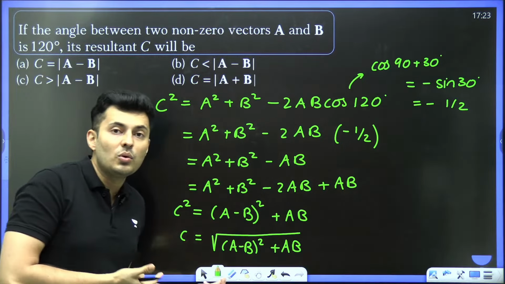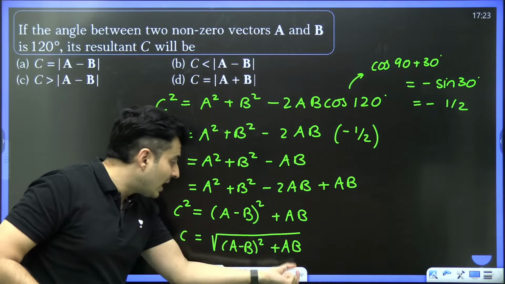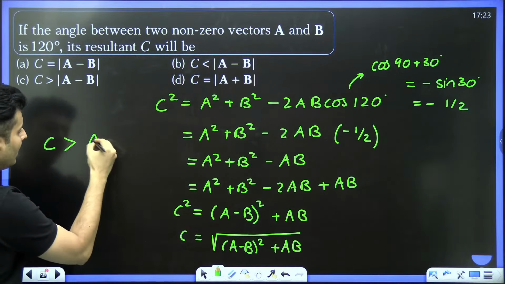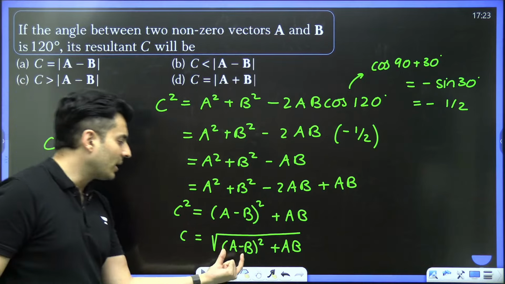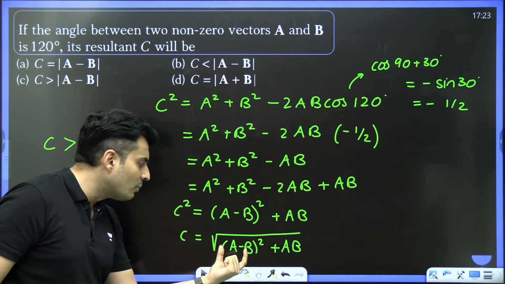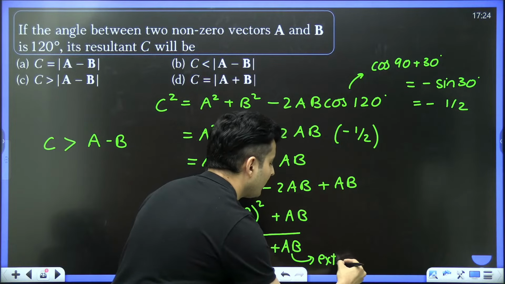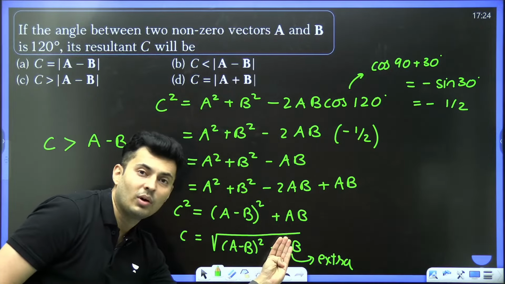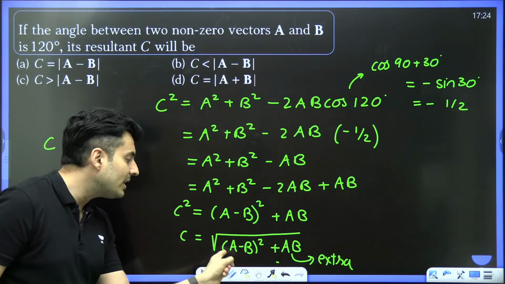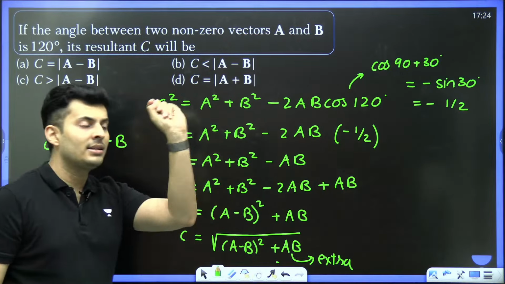Guys, what does this tell you? There is a minus b already present plus some term is there. Definitely it means c will be more than a minus b. Think about it. There is already a number plus some number. Imagine if this extra term ab was not there, then root of square will become just a minus b. So c will be equal to a minus b. But because there is something more, c will be more than just a minus b.